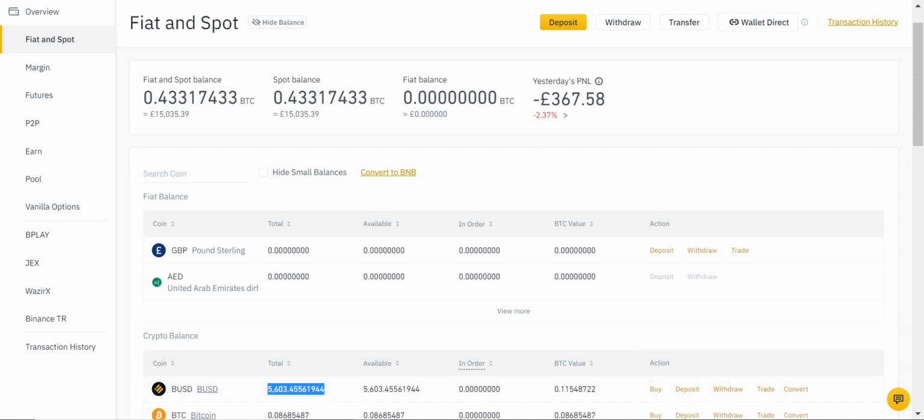So you're probably asking yourself, this is all very interesting, but what should I do with that money? And what I tend to do is I try to buy dips. And I'll show you exactly what I mean by buy dips.